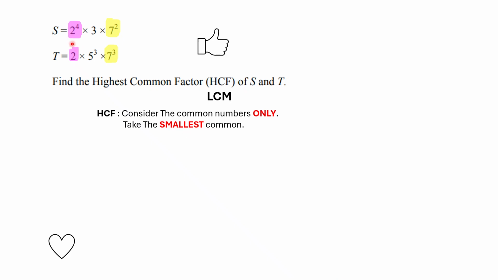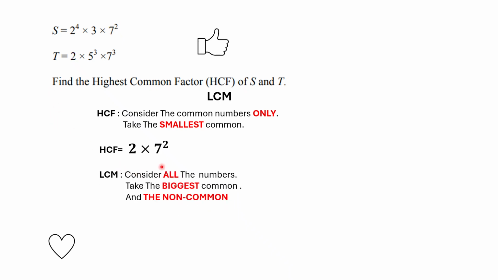2 to the power of 4 or 2. Which one is smaller? 2 is smaller, so we just take the 2, ignore the 2 to the power of 4. 7 squared or 7 to the power of 3. 7 squared is smaller, so we will ignore the 7 to the power of 3. We finished. The highest common factor is just this times this. So it's 2 times 7 squared. Easy peasy, isn't it?